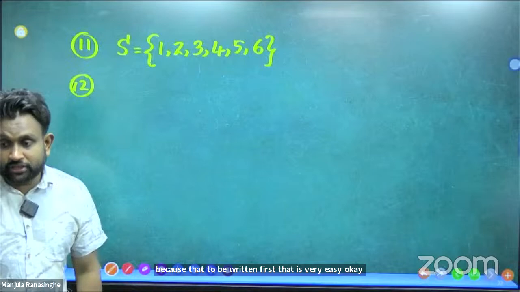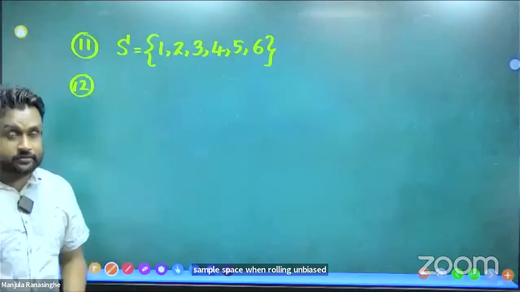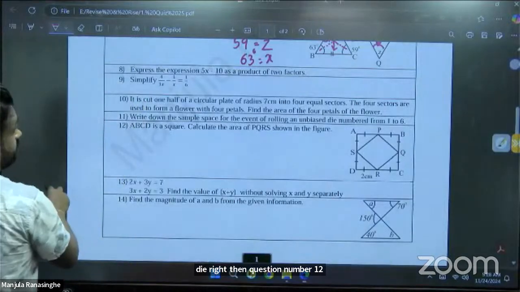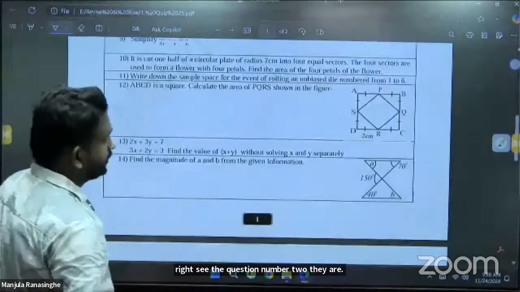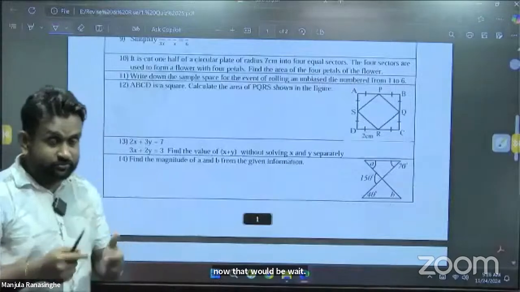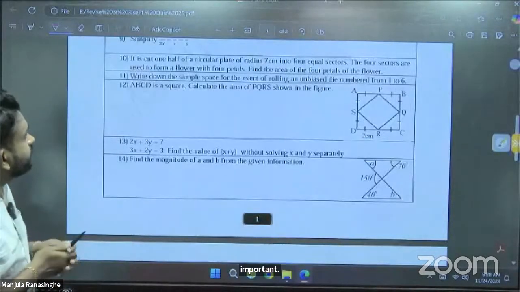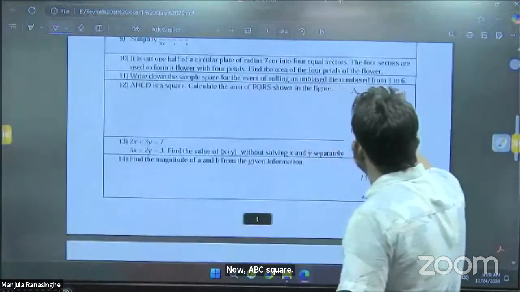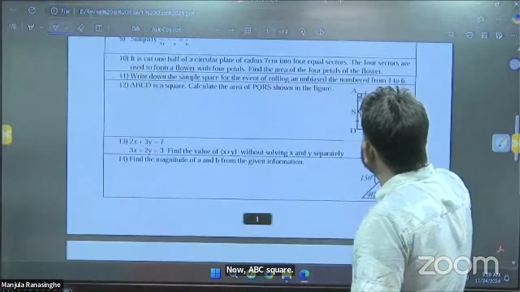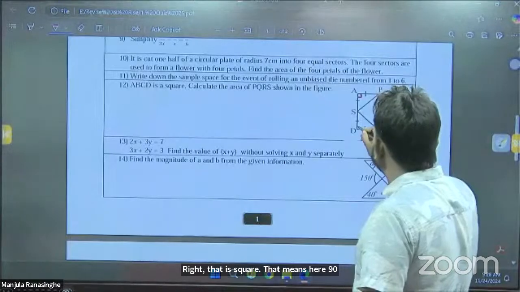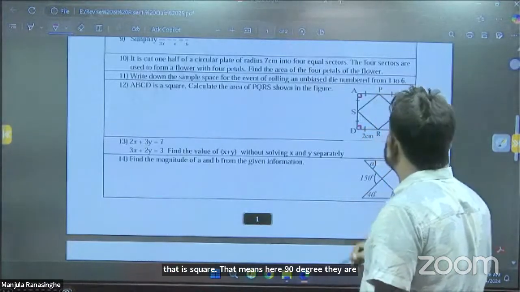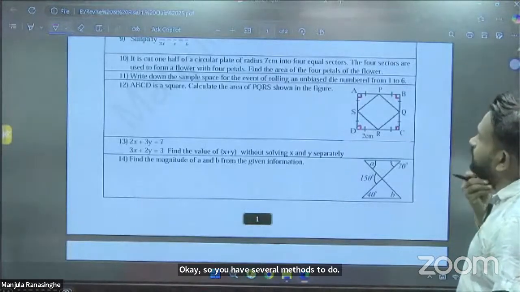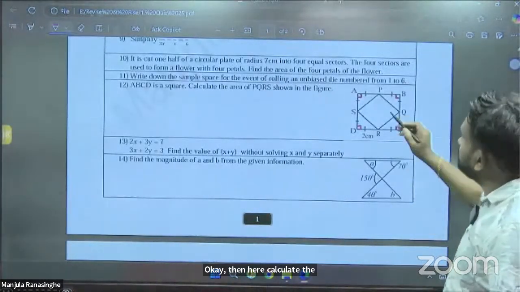Right. Then question number 12. See the question number 12 there. Now that would be a bit important. That is a tricky question. Right. Now ABCD is a square. That means here 90 degrees there. Okay, so you have several methods to do. Then here calculate the PQRS shown in this figure.